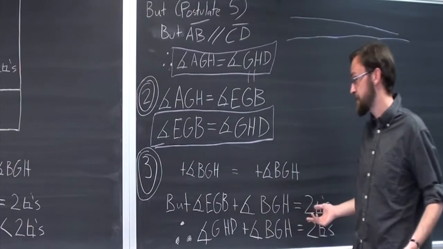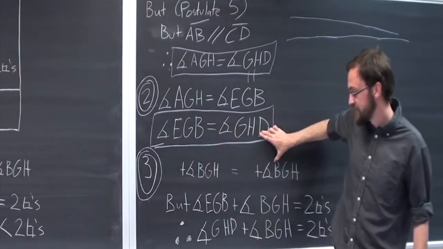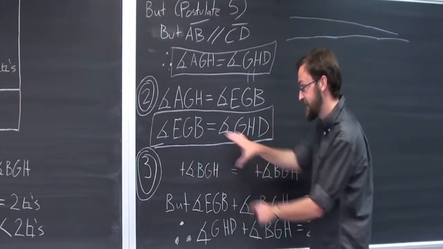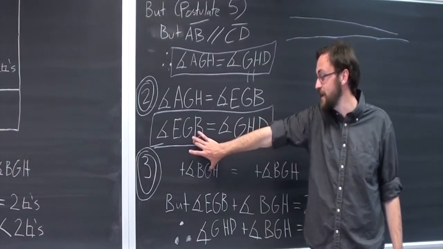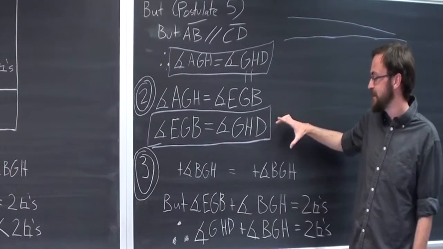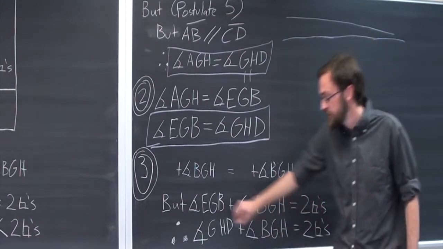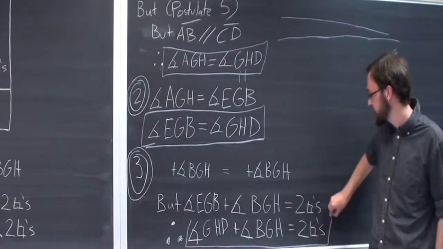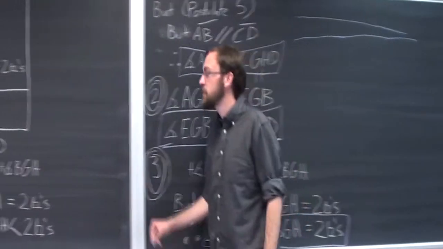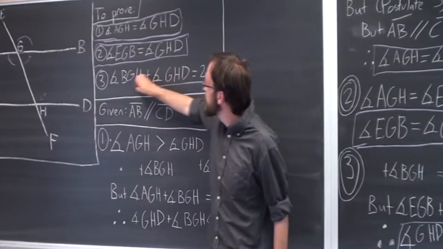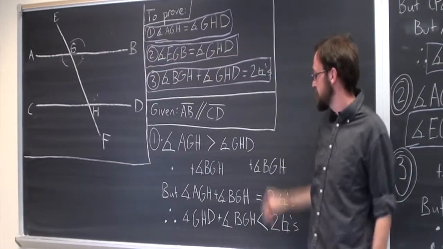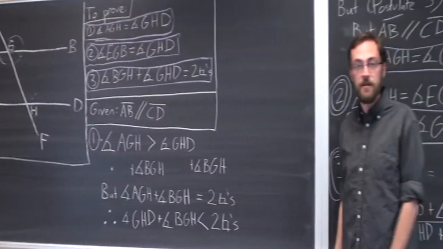So therefore, since these are equal and this half is equal to two right angles, then we know clearly that by the transitive property, this side must also be equal to two right angles. So that's our third and final step. So we've shown these three things. So that's Prop 29 of Euclid's Elements.